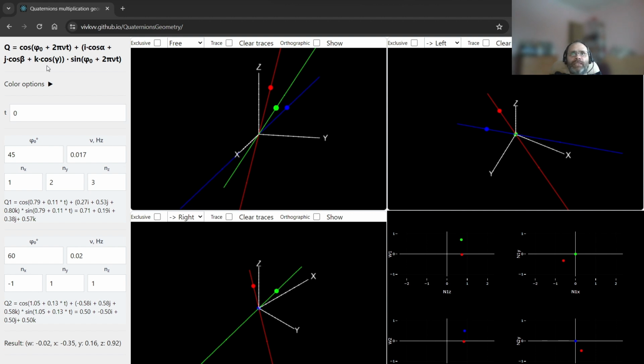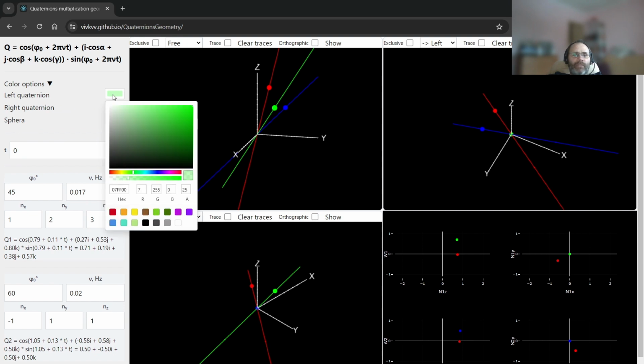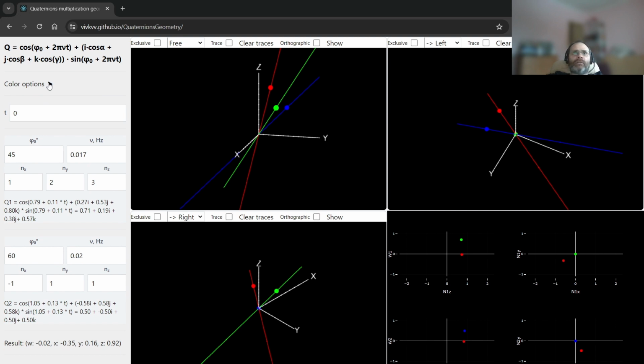This formula also has components of the directional vector multiplied by the sine of the angle. Color options are options for displaying graphical elements, their color and opacity. You can explore them independently. Next is the field for time t. You can change it to alter the overall angle, but as I said, it will almost always be 0 for us.